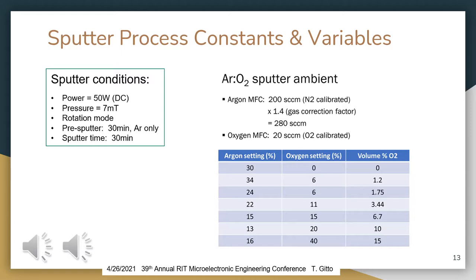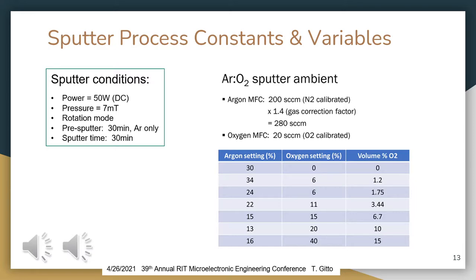So we decided on making some sputter conditions exactly the same each time we do them, and what we can see here is that there was 50% DC, 50 watts DC sputter, pressure 7 millitorr, overnight pump down on our rotating platen on the CVC 601, pre-sputter time of argon only for 30 minutes, and a sputter time of 30.